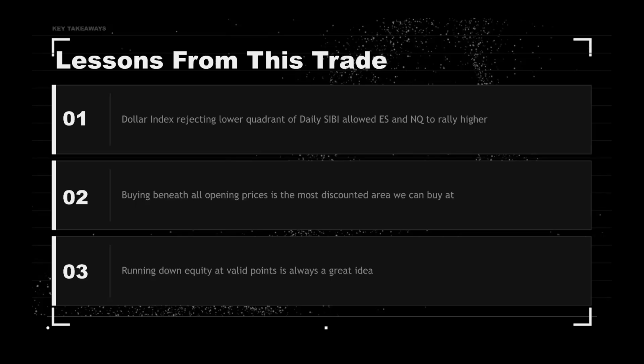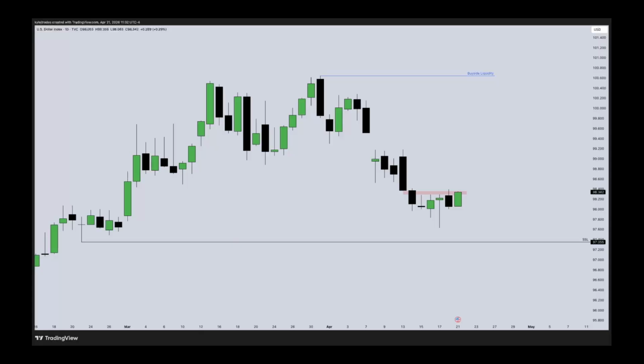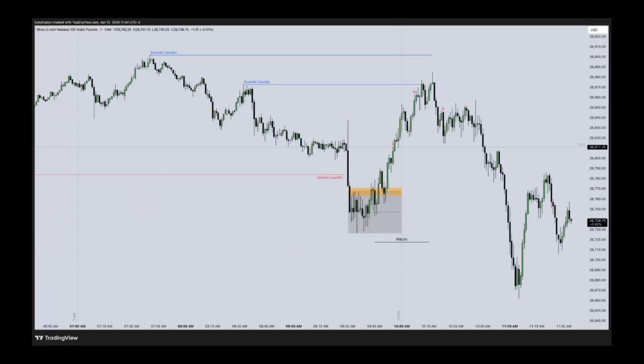through lower probability conditions. The second lesson: buying beneath all opening prices is the most discounted area we can buy at. So let's run back. We have our midnight open, we're beneath that. Our 9:30 open, that's near the midnight open, we're beneath that. The 8:30 open is right here, we're beneath that. And the 7 a.m. open right here, we're beneath that. We are in a deep discount. I'm not looking to short down here.